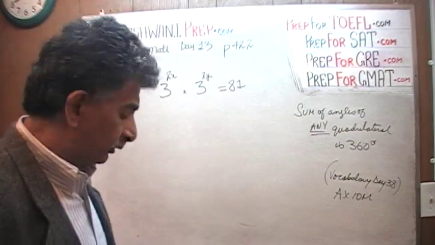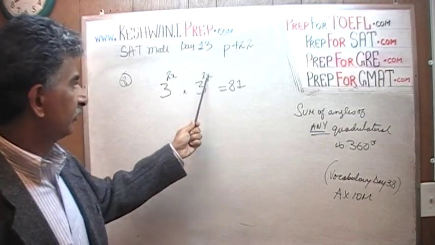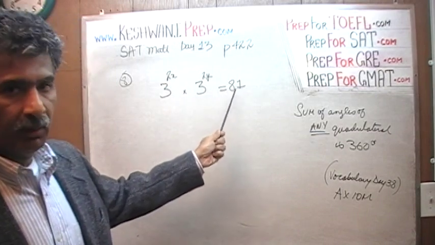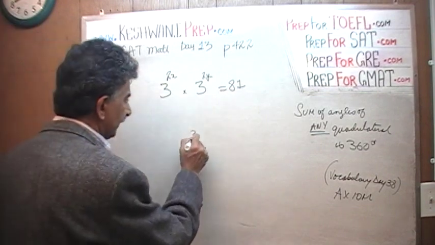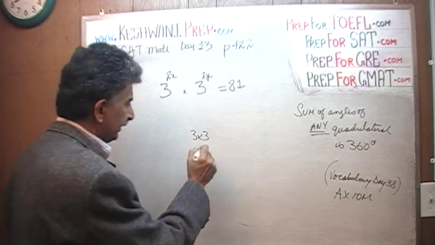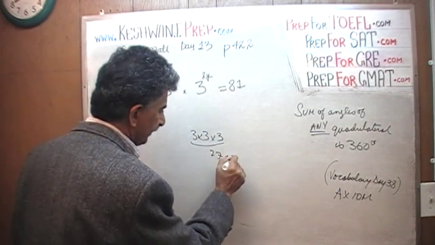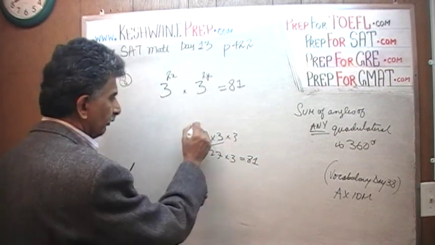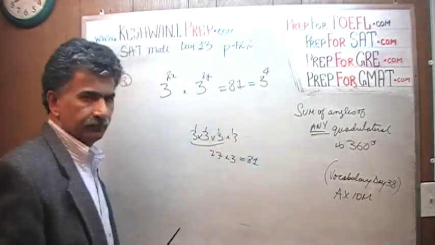Well, the very first thing we need to do here, before we can compare the exponents, is make the base the same. 81 somehow has to be written as a base of 3. Well, we know that 3 times 3 is 9, 9 times 3 is 27, and 27 times 3 is 81. So we have 4 of them, 1, 2, 3, 4. This is the same as 3 raised to 4.